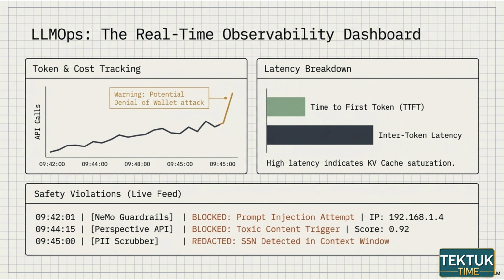You're also tracking latency. High intertoken latency is a huge red flag indicating KV cache saturation, which basically means your short-term memory is maxed out. And of course, your live safety feed is actively catching and blocking prompt injection attempts, toxic content, and detecting personally identifiable information, or PII, directly within the context window.